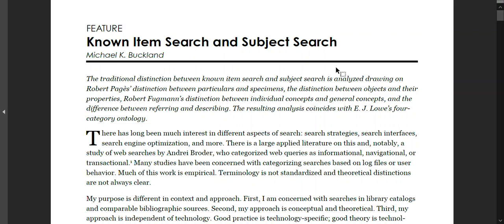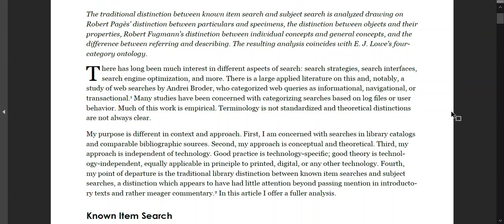There has long been much interest in different aspects of search strategies, search interfaces, search engine optimization, and more. There is a large applied literature on this, and notably a study of web searches by Andrei Broder, who categorized web queries as informational, navigational, or transactional. Many studies have been concerned with categorizing searches based on log files or user behavior. Much of this work is empirical, terminology is not standardized, and theoretical distinctions are not always clear.